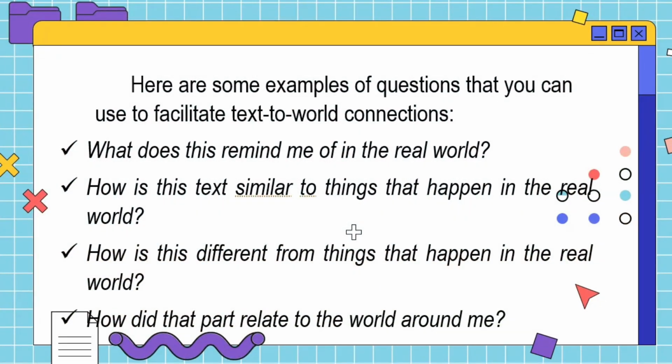Here are some examples of questions that you can use to facilitate text-to-world connections. First, what does this remind me of in the real world? Second, how is this text similar to things that happen in the real world? Third, how is this different from things that happen in the real world? And fourth, how did that part relate to the world around me?